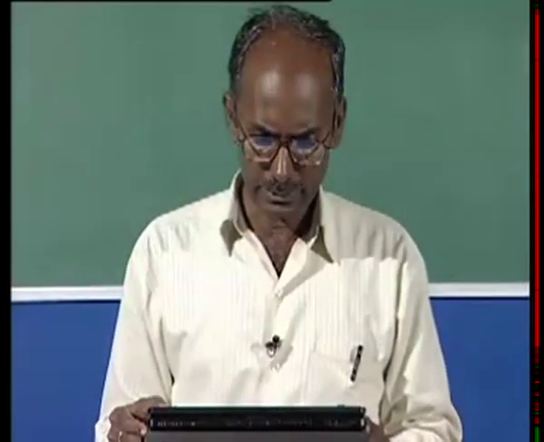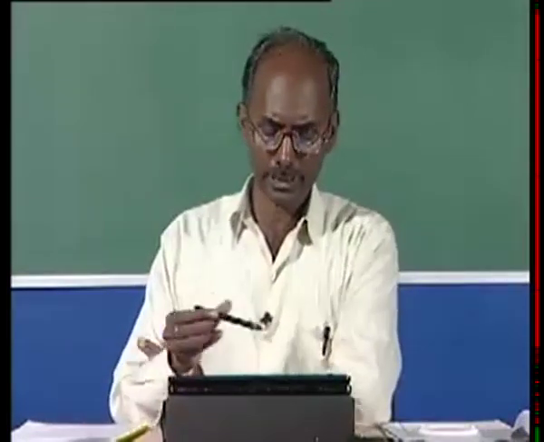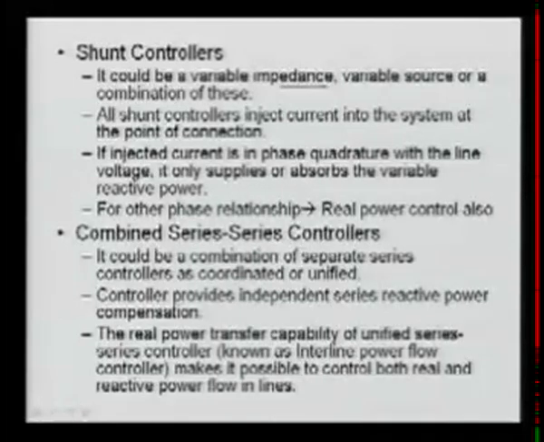Now let us see the other controller, that is the shunt controller. It could again be a variable impedance, as I said, meaning impedance X here. It may be a variable source or a combination of these. So this is your shunt controller. All shunt controllers inject current into the system at the point of interconnection, as true. Here this is connected with this FACTS device. It will inject current, again it may be leading or lagging current, into the system where it is connected.